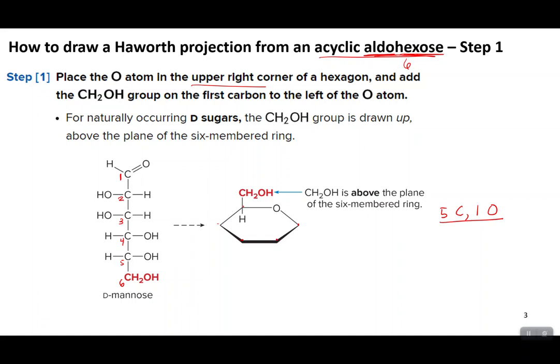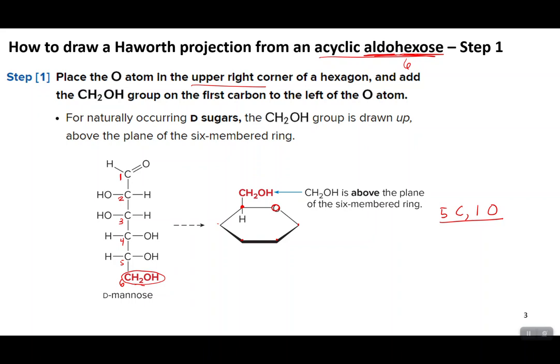Okay. Then the next thing you want to do is at the carbon that's to the left of your oxygen, there you're going to add your CH2OH group. Remember, your CH2OH group is not a chiral center, so we're just going to put that above the ring. It won't need a particular orientation. So that is the very first step.